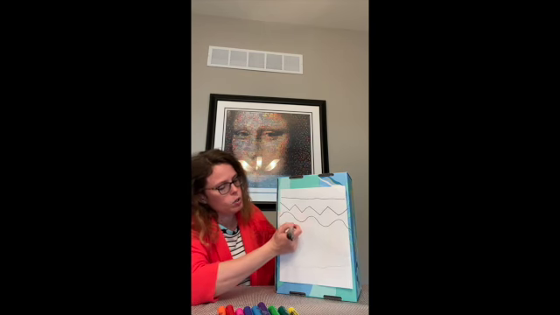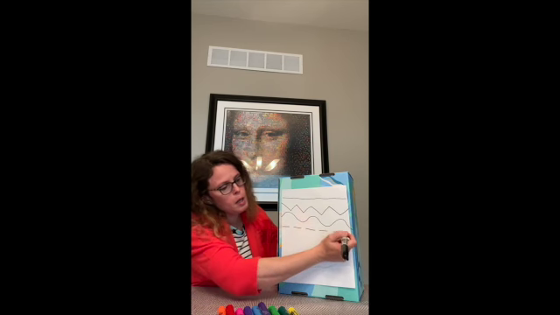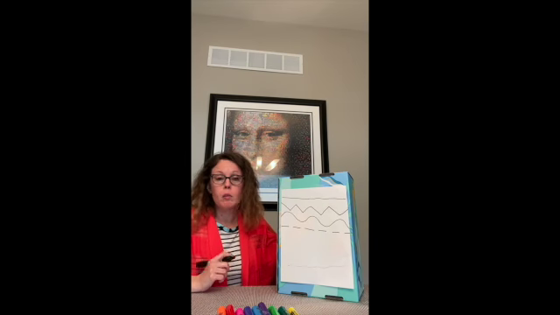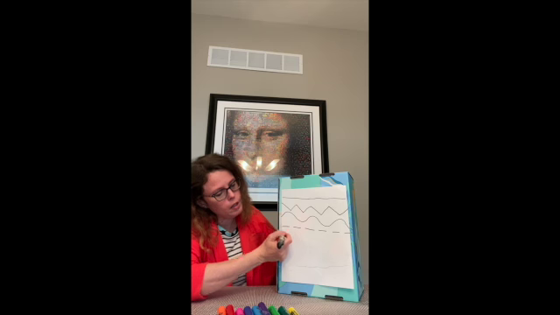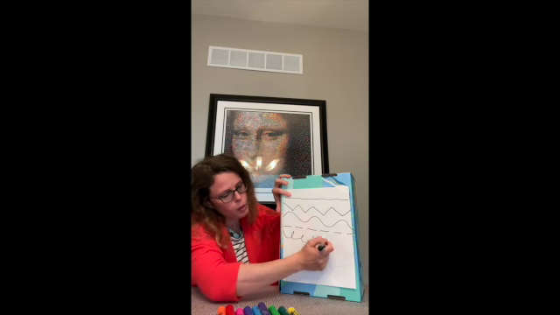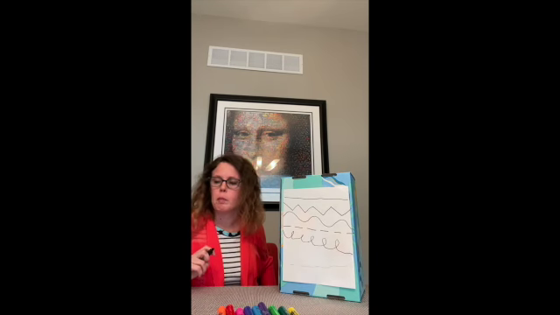All right, so I can do a dashed line. It's gonna go across my paper, just like that. All right, another line that we can come up with, a loopy line. So I'm gonna go wee, just like we're riding a roller coaster, all the way across our paper.